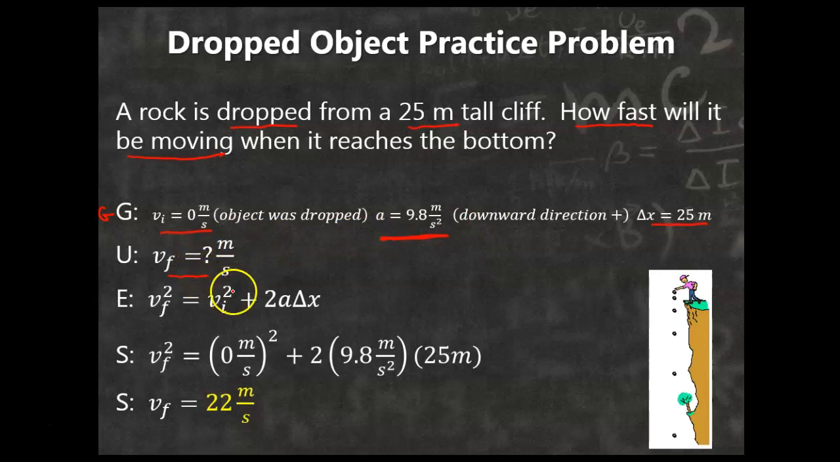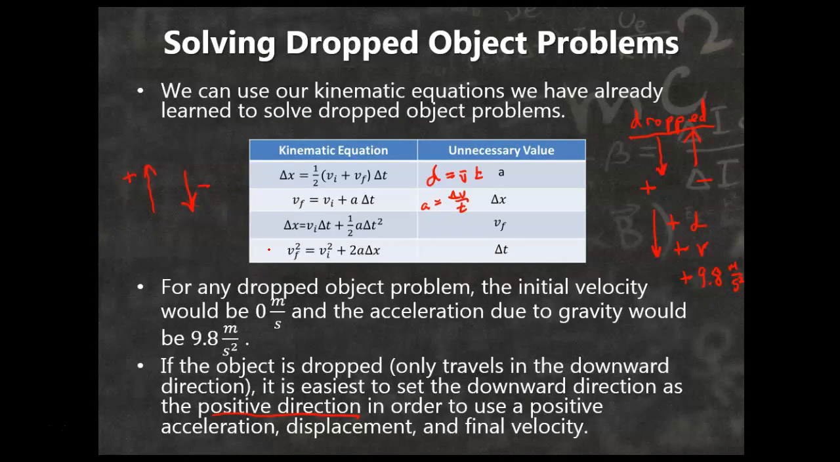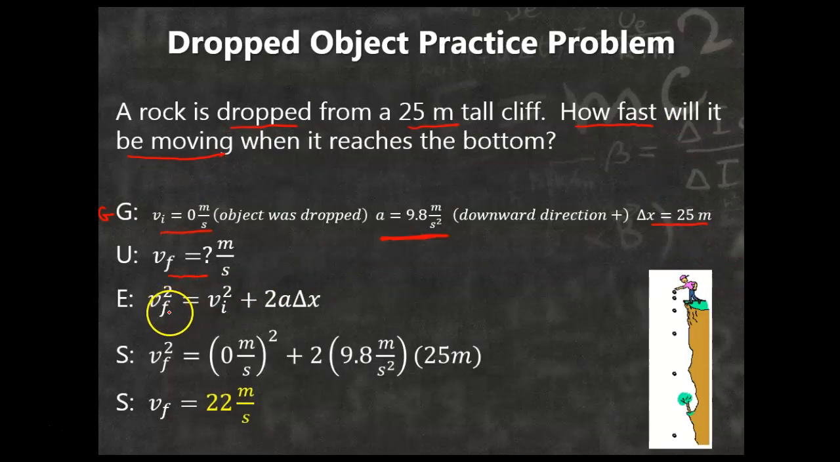Okay, so we look at our four equations. Let's just go back here. What don't we have here? We don't have time anywhere. We're not given time, and we're not asked to find time. If we look at our four equations, which one doesn't have time in it? The first equation has time, the second equation has time, the third equation has time. This equation does not have time, so that's why we're choosing that equation.